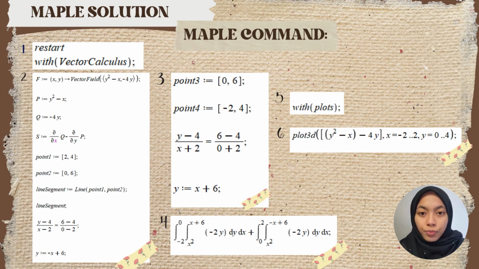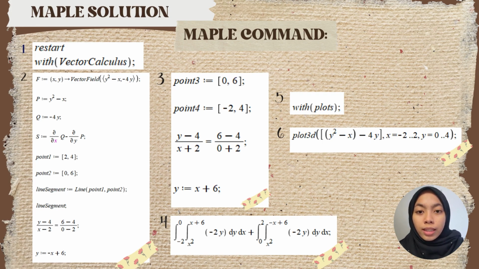Settle for that one. We move to the line segment. The line segment for point 1 is (2, 4) and point 2 is (0, 6). Then we put (y minus 4) over (x minus 2) equal to (6 minus 4) over (0 minus 2). After we cross multiply, we will get y equal to negative x plus 6.